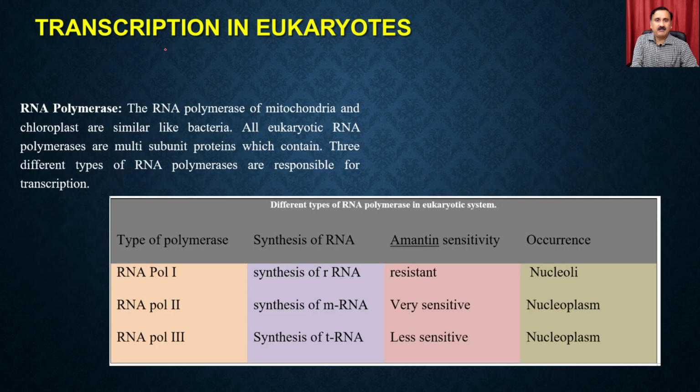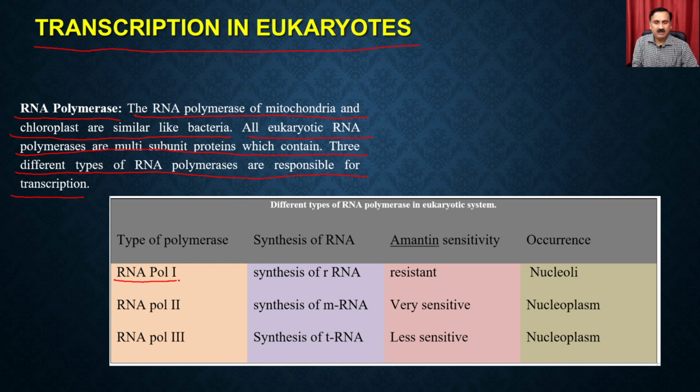Let's first discuss the machinery. The machinery in eukaryotic transcription is the RNA polymerase. The RNA polymerase of the mitochondria and the chloroplast of eukaryotic cells are similar to the bacterial one, but all eukaryotic RNA polymerases are multi-subunit proteins. There are three different types of RNA polymerase responsible for transcription.